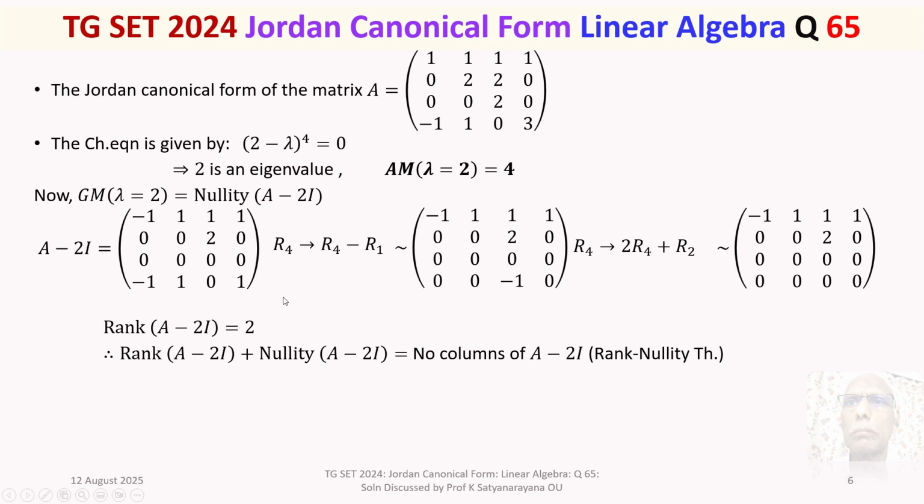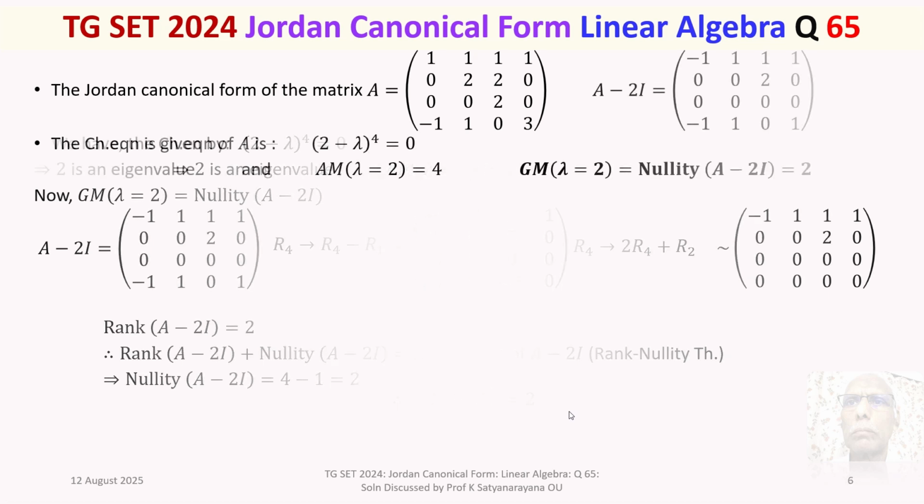Rank is 2, plus nullity of A minus 2I is equal to the number of columns, 4, minus the rank. Rank is 2, it is not 1, it is 2. 4 minus 2 is 2. I am sorry. So now the nullity of A minus 2I is 2, which means the geometric multiplicity of lambda equal to 2 is equal to 2. Agree? So we continue in the next.